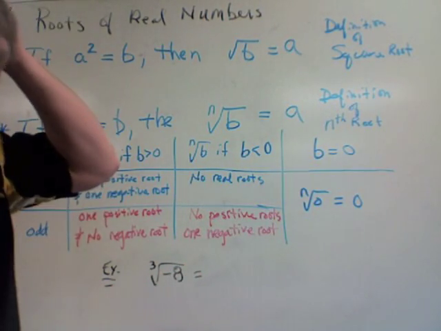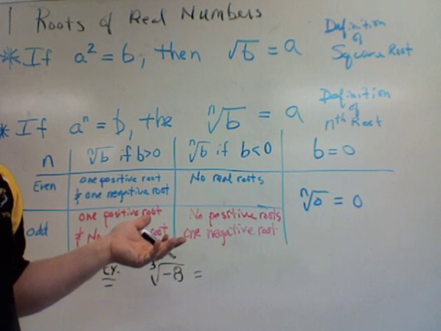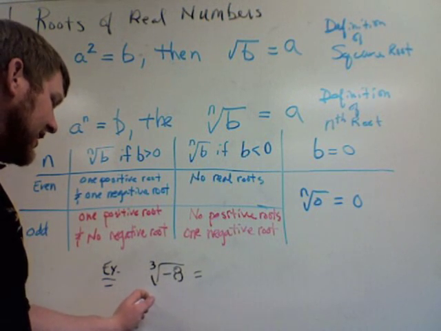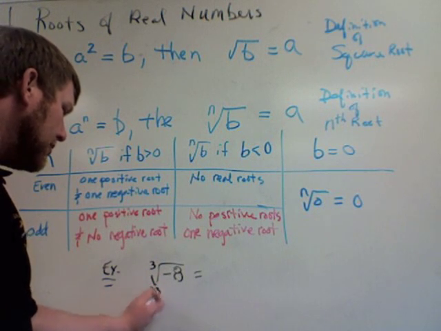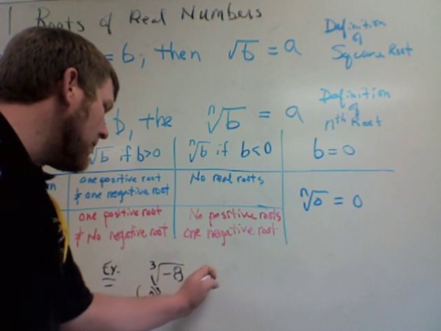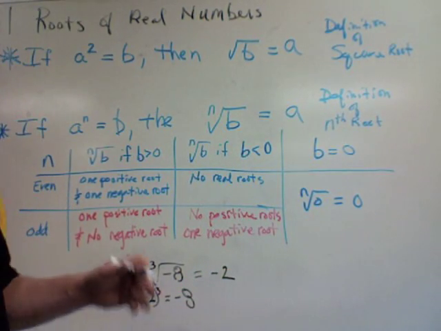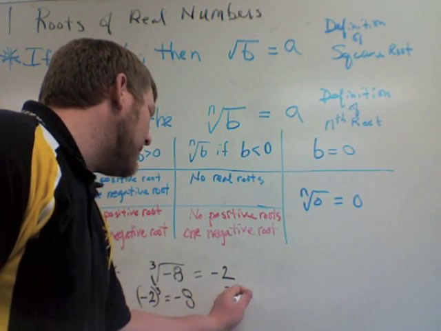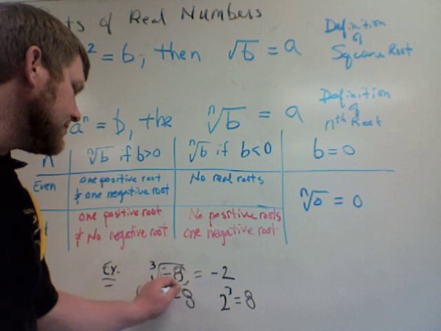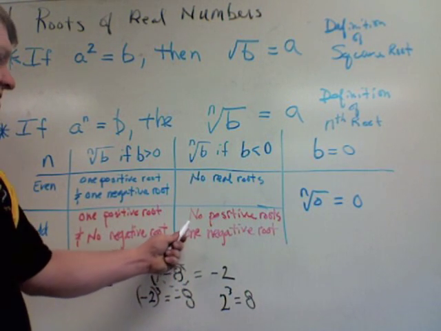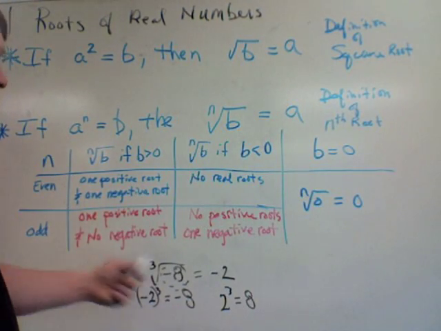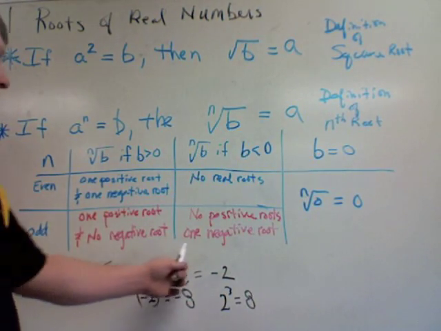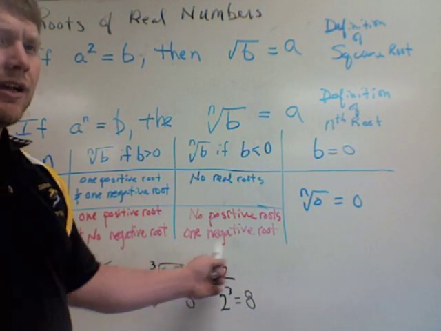In this particular case, what value is going to work? What did we just say last time? Negative 2. Negative 2 cubed is equal to negative 8, so my answer here is negative 2. Only negative 2. Positive 2 would not work because when I take positive 2 cubed, I'm going to get positive 8, and that's not what's inside here. So all the time, when b is less than 0 and n is odd, you're only going to end up with one negative root.